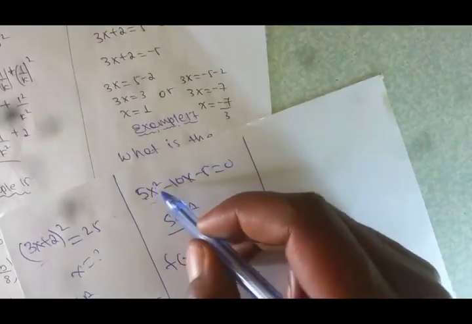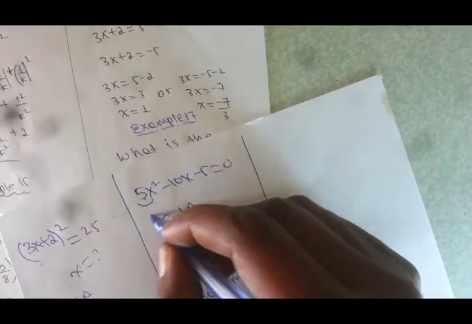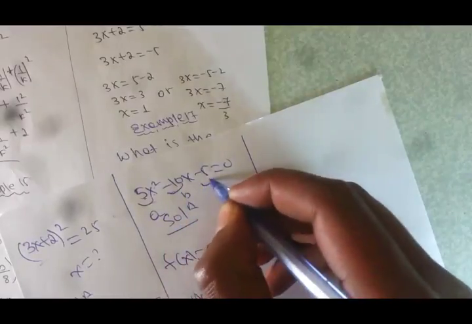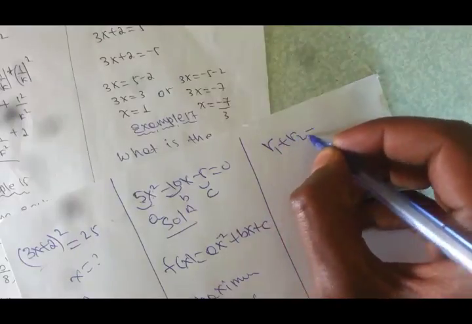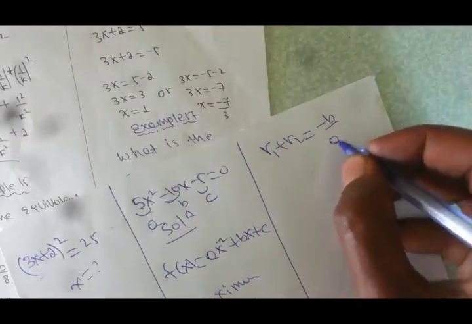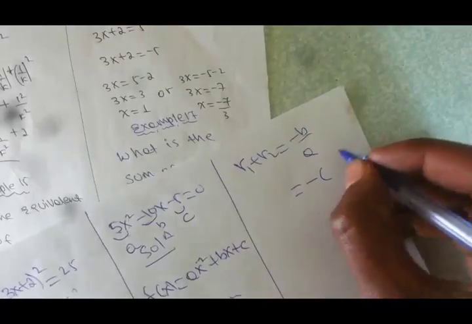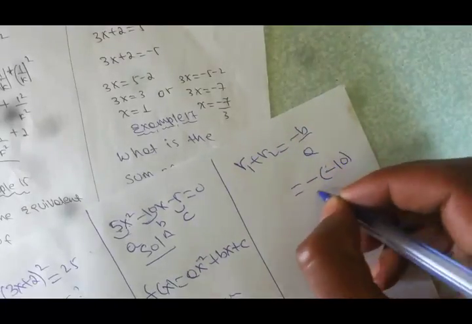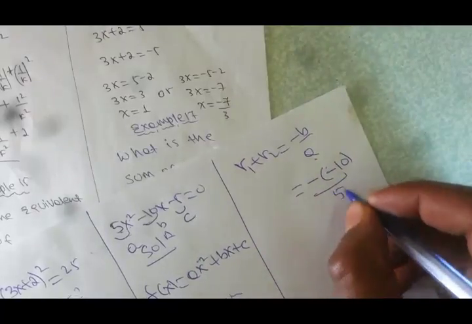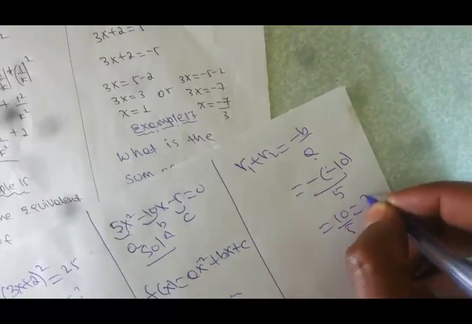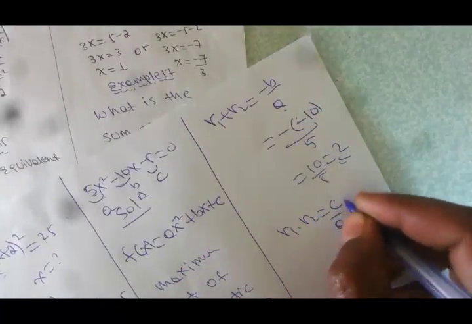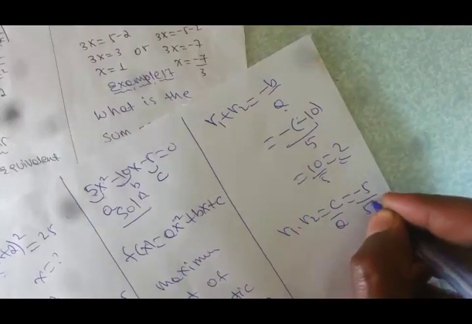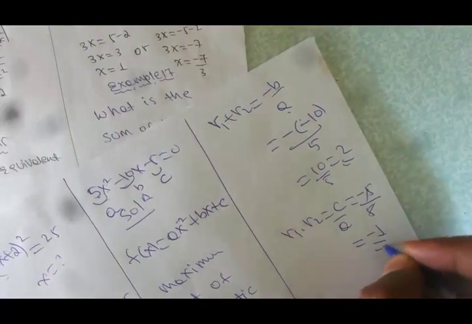For example, we are given the equation 5x squared minus 10x minus 5. So this is a, this is b, this is c, and we are required to find the sum r1 plus r2, which is equal to minus b over a. Therefore, minus of the value of b, which is minus 10, over the value of a, which is 5. Therefore, 10 over 5 is equal to 2. And r1 times r2 means c over a. The value of c is minus 5. The value of a is 5, so it is minus 1.